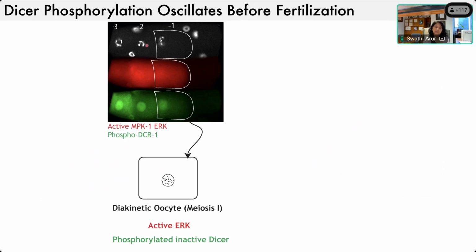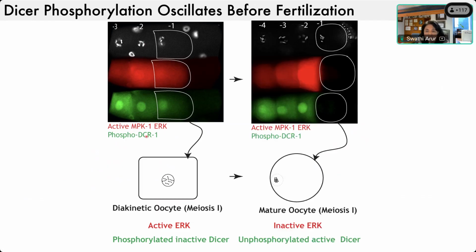And that becomes really important because right as oocytes start to mature, dicer phosphorylation oscillates. So what you see here is arrested oocytes with phosphorylated form of dicer. You still see ERK activation in red, and you basically see the green in a phosphorylated form of dicer. And right as these oocytes start to undergo release from meiosis 1 arrest, both phosphorylation of ERK as well as phosphorylation of dicer is turned off. And this is where the dephosphorylated form of dicer is essential, because now endo-siRNAs are formed.